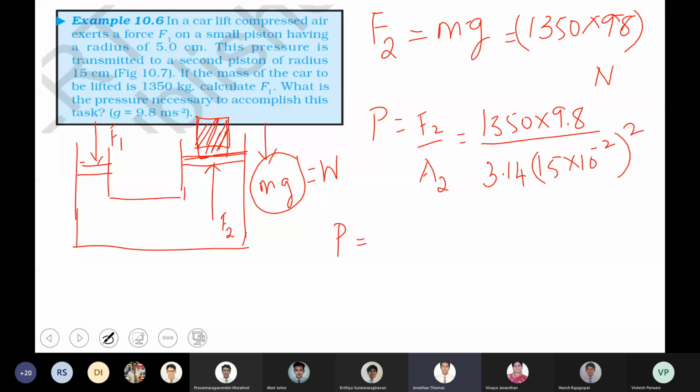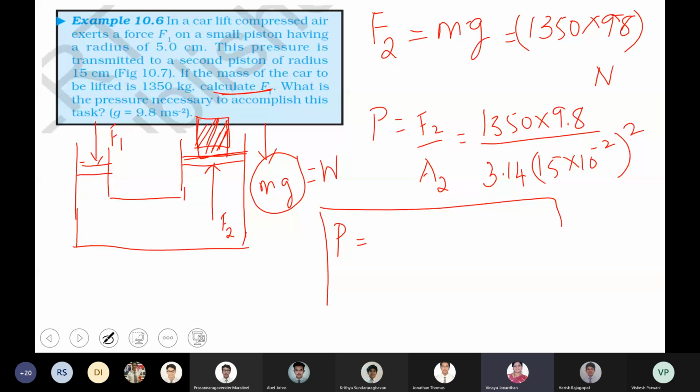Ma'am, it's a piston with radius 15 centimeters that's connected with the car? Yeah, because it's the larger piston. So you find the pressure they are asking. You calculate the pressure. They're asking F1 also. F1 you can easily calculate. F1 by A1 is equal to F2 by A2.